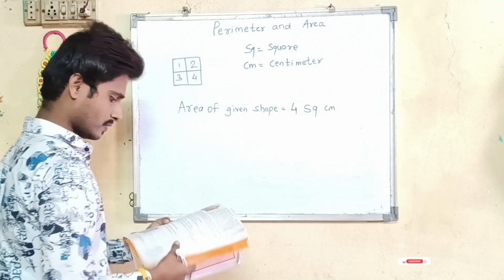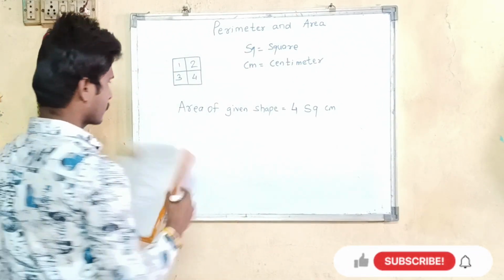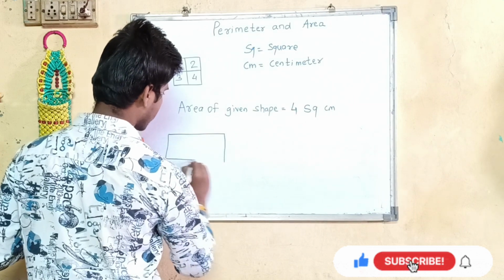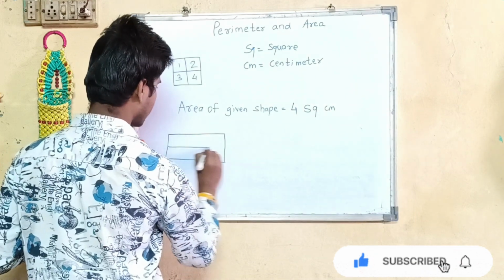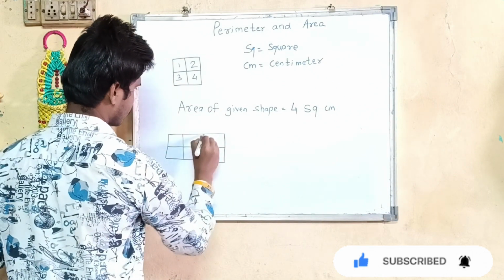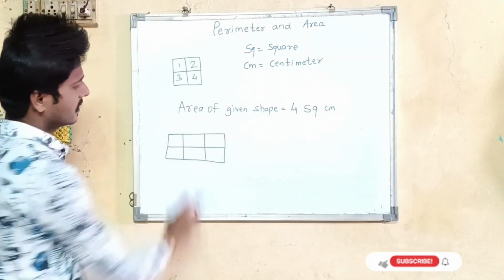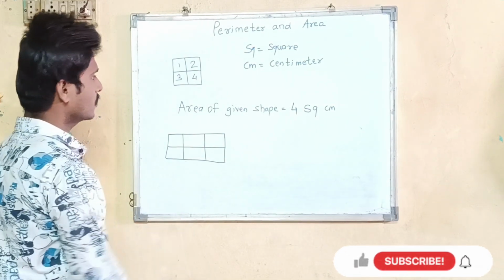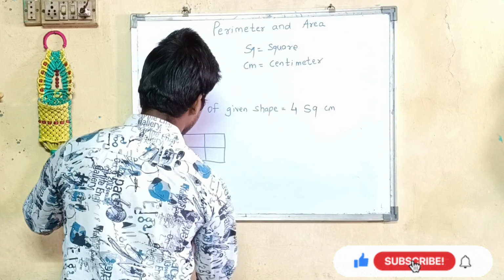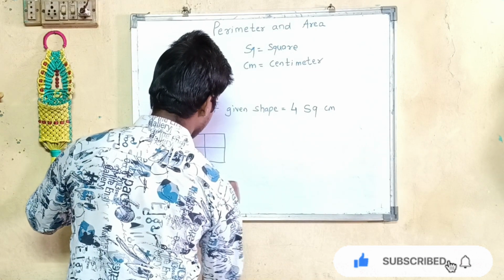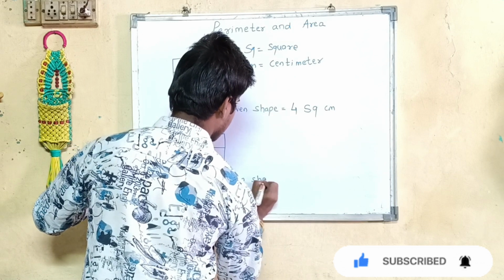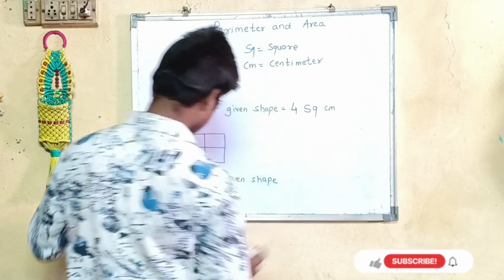Again I will solve second one for you. This figure is somewhat like a rectangle, but figure doesn't matter. The only thing that matters is the inner sides. Okay, this is one of the sums given in your textbook. Again what we will write? Area of given shape.